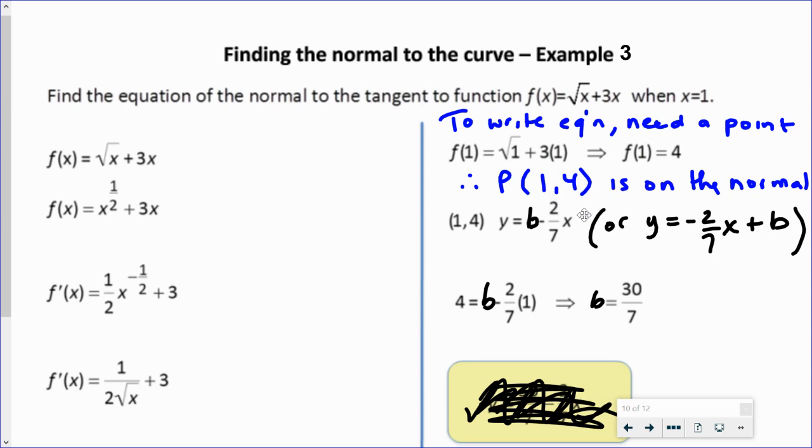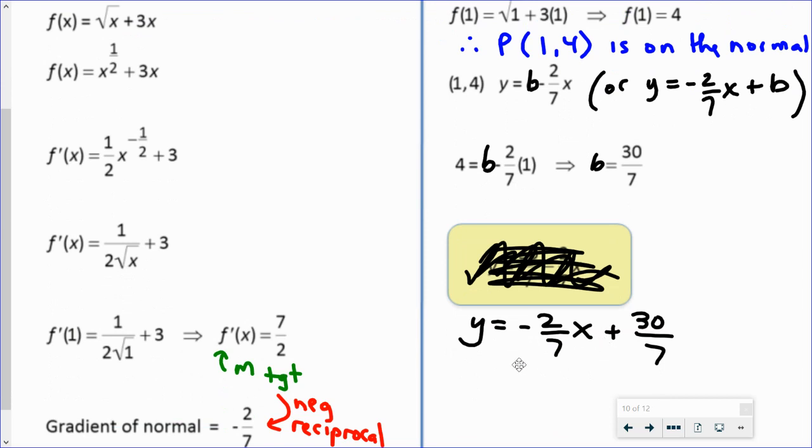Then I can substitute in the values that I have for the gradient of the normal, as well as the x and y values here. So subbing in 1 for x and 4 for y, and doing a little bit of algebra, I find out the value of b is 30 over 7. So we can write this as y equals negative 2/7 x plus 30 over 7.